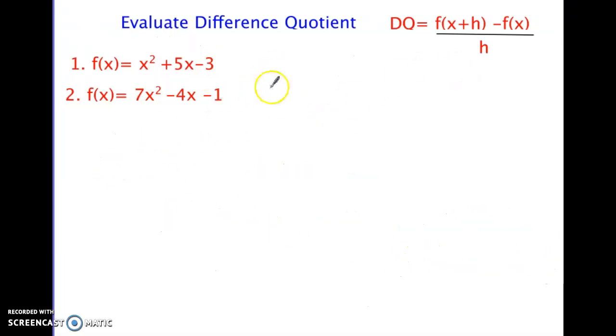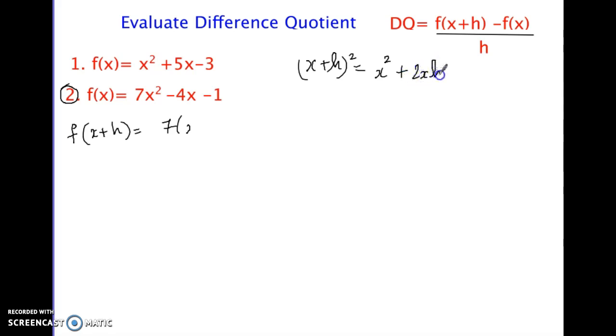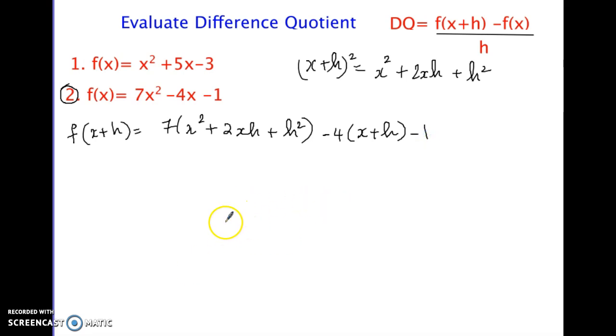So to find the difference quotient, again I have to find f of x plus h first. So 7 times x plus h the whole square. Remember, x plus h the whole square is x squared plus 2xh plus h squared. So I'm going to write that out here. x squared plus 2xh plus h squared minus 4 times x plus h minus 1. So that's my f of x plus h. So now I'm going to try to find my difference quotient.